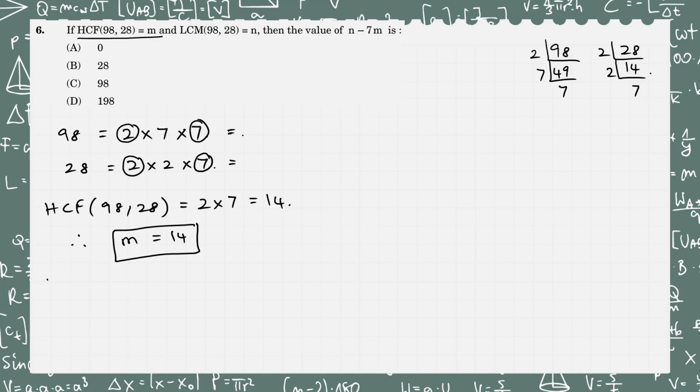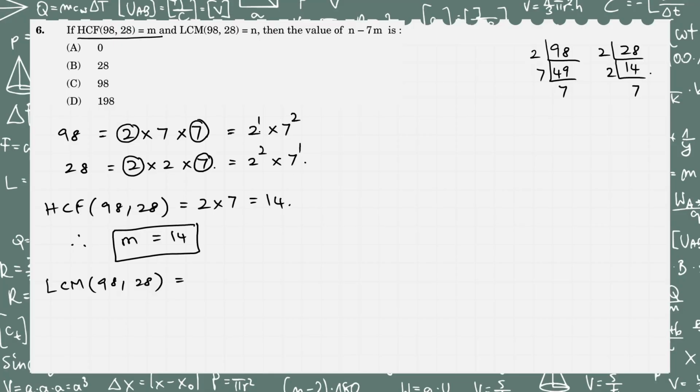For that, we have to write the numbers in their exponent version, right? So 98 can be written like 2 into 7 power 2. This is 2 power 1 obviously. And the next number can be written like 2 power 2 into 7 power 1. So LCM of 98 and 28 will be the highest occurrence of the factor.